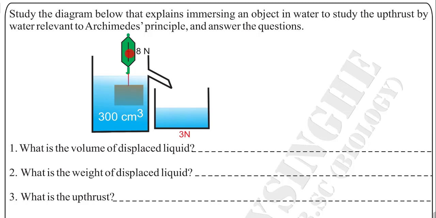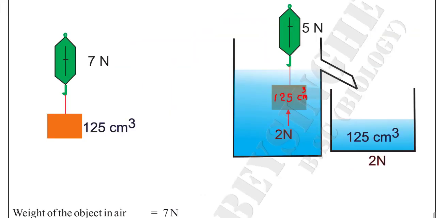It's 8 Newton there, when the object is in the water. That's 300 cubic centimeters. Not floating, children, but hanging here. If it is floating, it will go to 0, children. The earlier one I gave, this one.